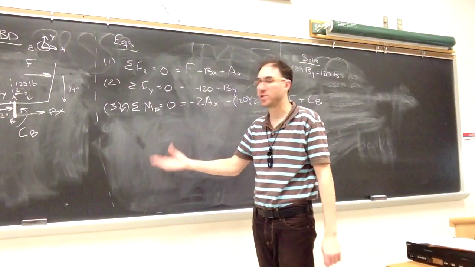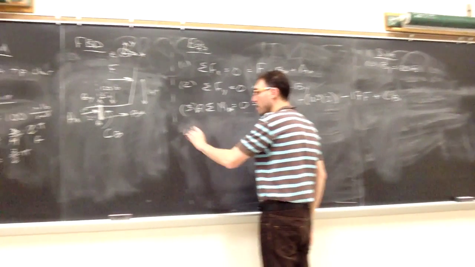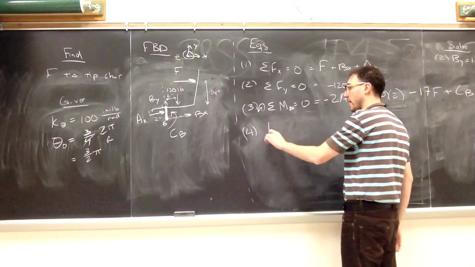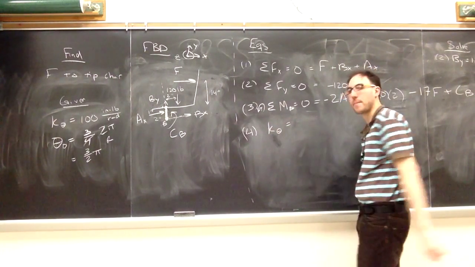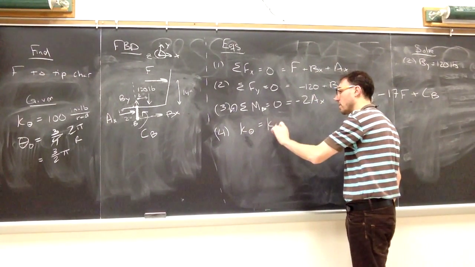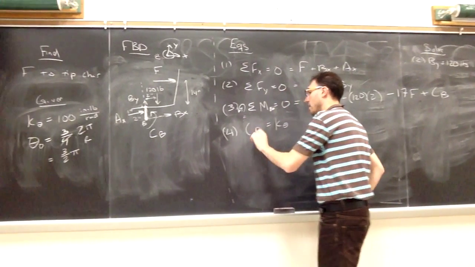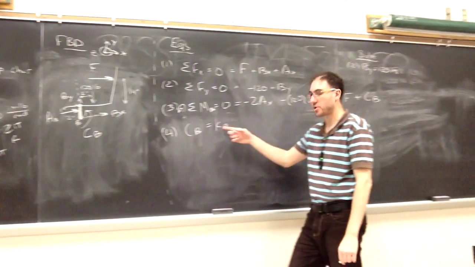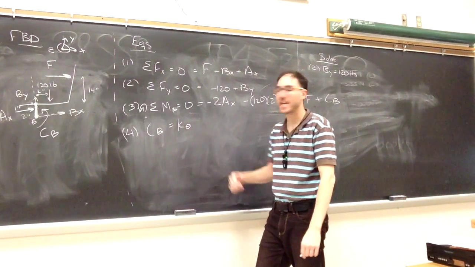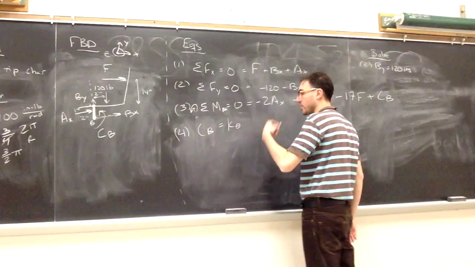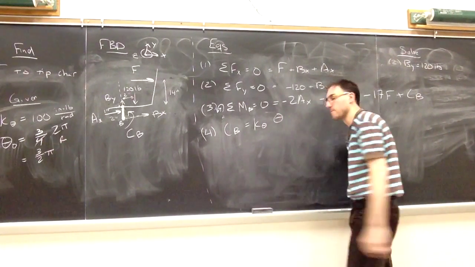Now I can use the information to have a spring, so I can use Hooke's law. For a torsional spring, it's basically the same idea. The moment caused by the spring will be the torsional spring constant times the angular deformation, which we can call theta here.